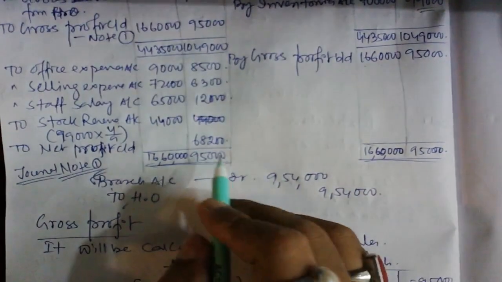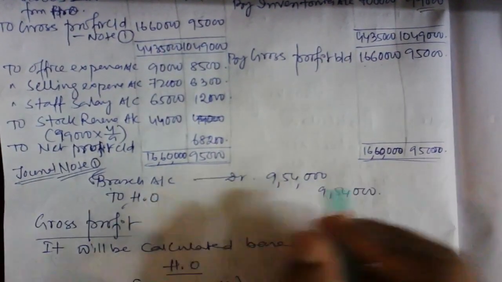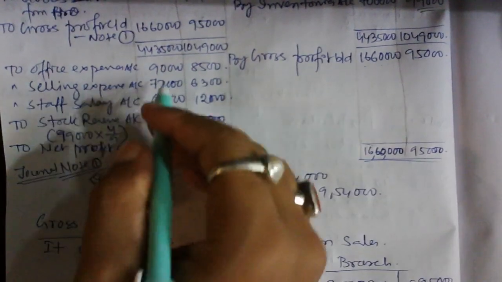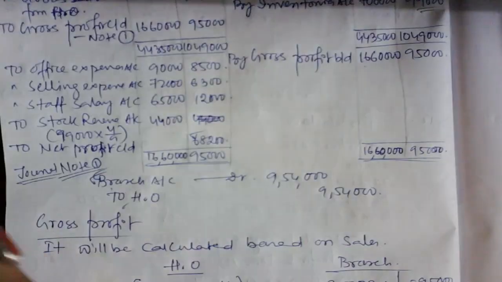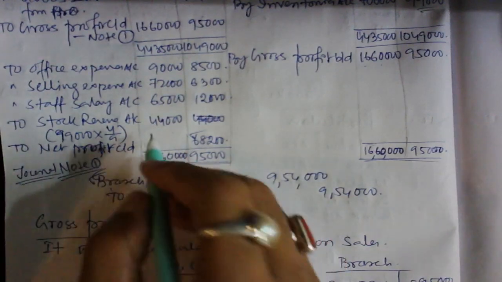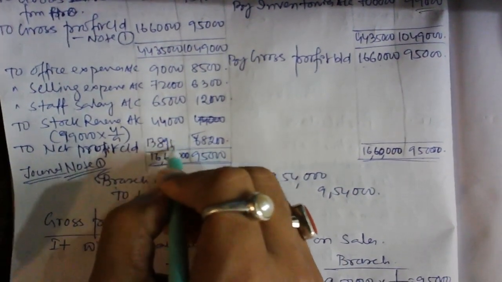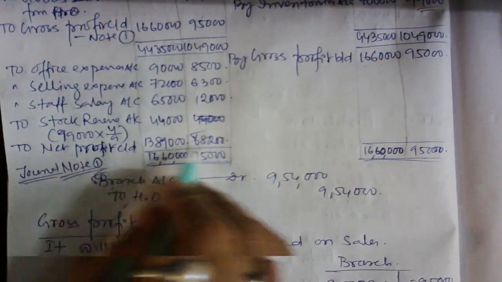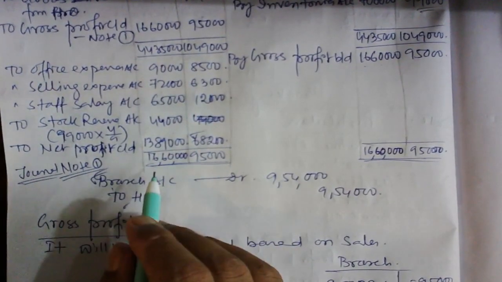So यहाँ पे 16,60,000 is the 95,000. So here is the balance 68,200. Now just deduct this from 16,60,000. We are going to get the value 16,60,000 minus 90,000 minus 72,000 minus 65,000 minus 44,000. So you are going to get 13,89,000. That is the profit. So it's a balancing figure. You can write here it's a balancing figure.